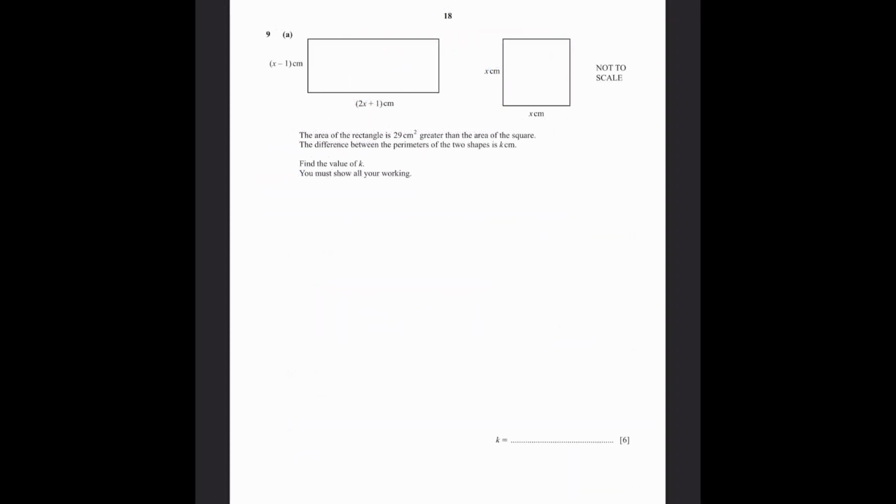Question 9a. The area of a rectangle, which is this one, is 29 centimeters squared greater than the area of the square. The difference between the perimeters is k centimeters. Find the value of k. You must show all your working.